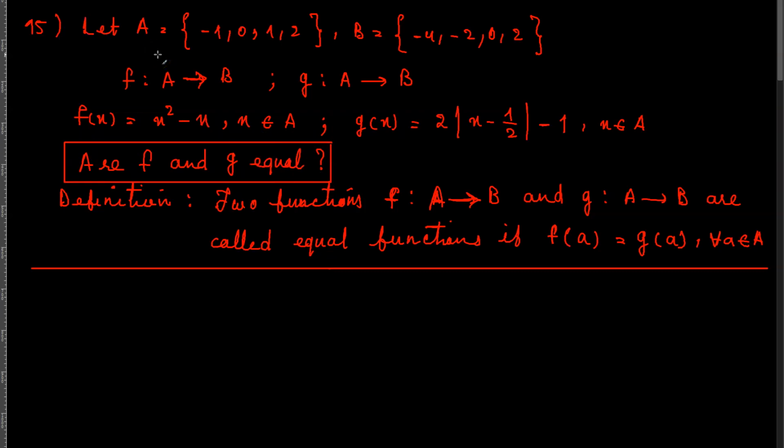Okay, so this question is, well, not that complicated. It's simple. Basically, you have these two functions f and g, and the domain of both functions is A, the codomain of both of them is B, and then all you need to do is check whether the outputs of each of these functions f and g are the same for each of the inputs.